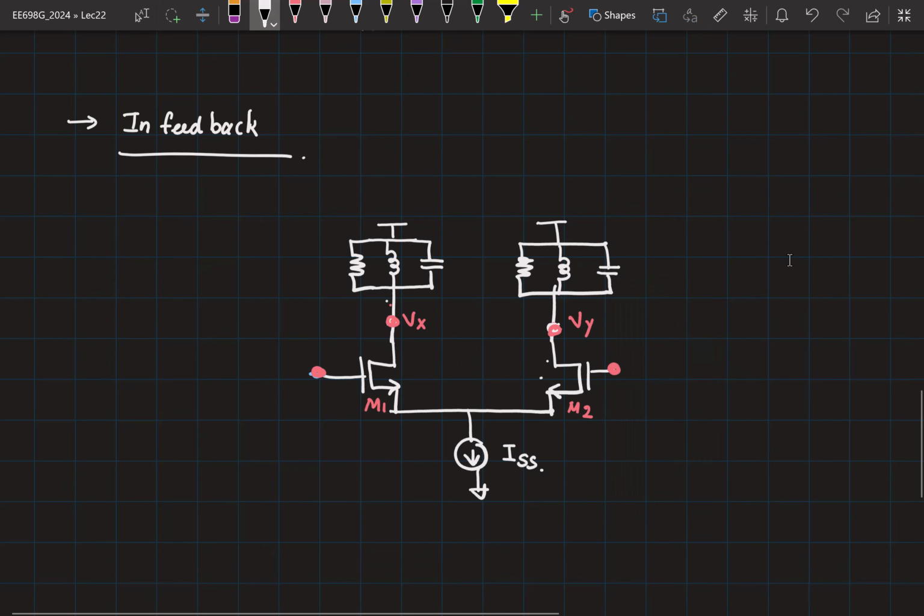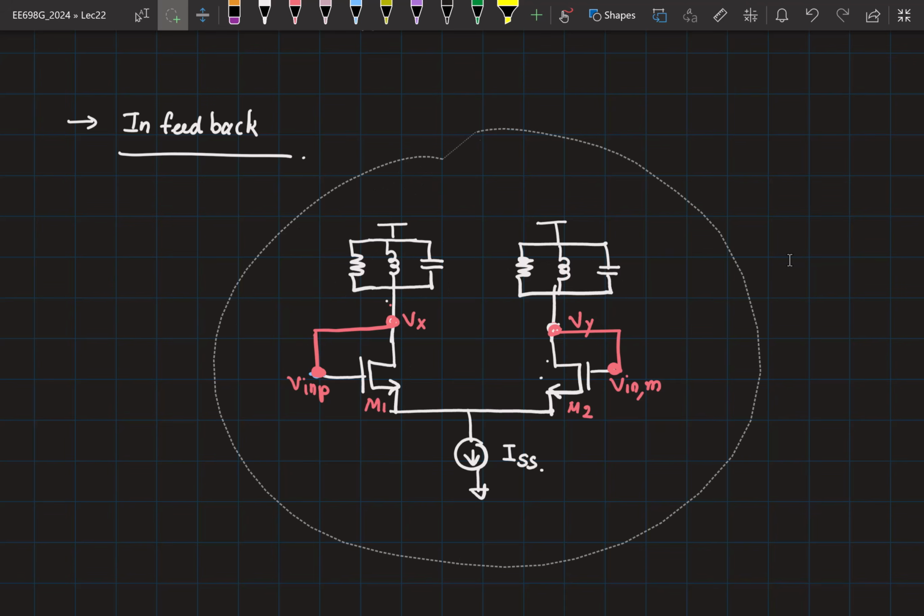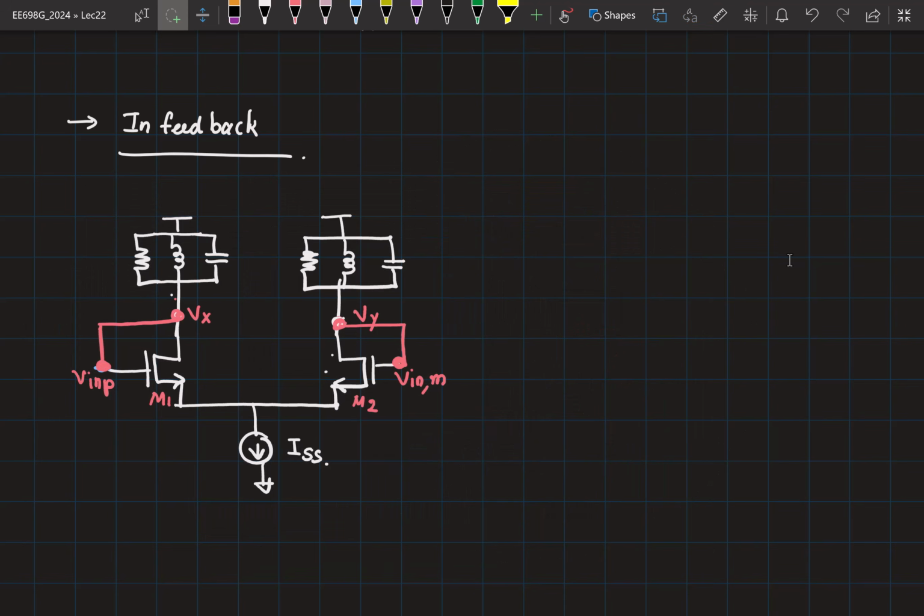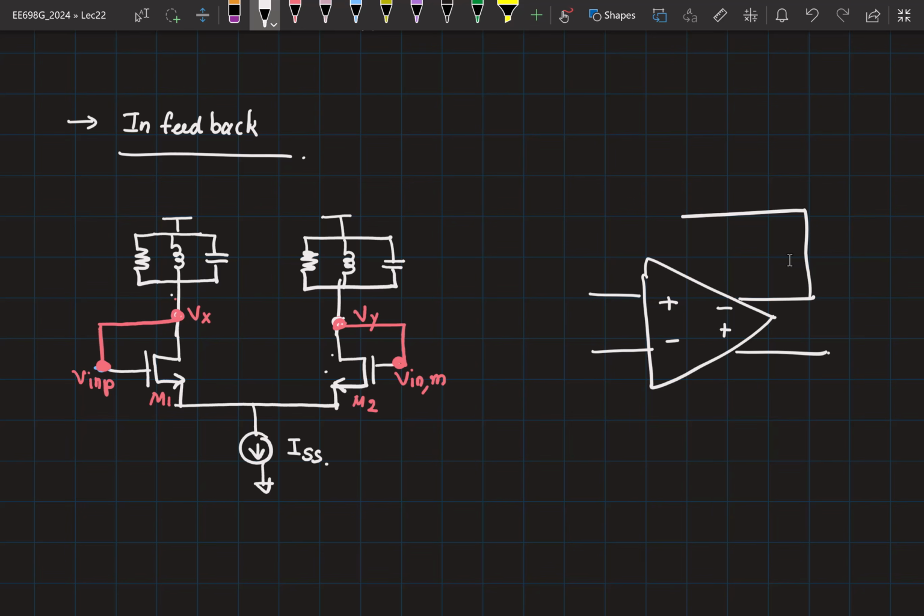So in the first case, crisscrossing as in we connect inputs directly like this. So let's say this was Vin P and Vin M. Do you think this can give us an oscillation? So what we have done is, you have an amplifier, and we have simply connected the input like this.